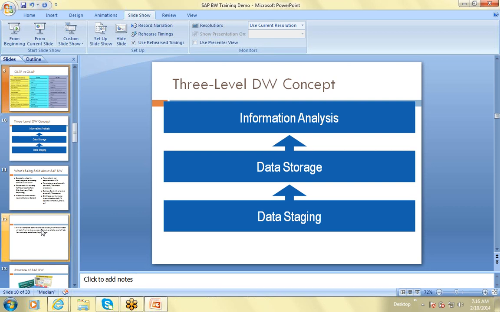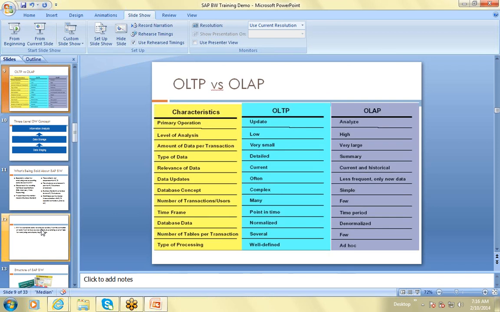Another question, Vinay. Out of all those items for OLTP and OLAP, there were three most obvious ones. The first one was OLTP stores, and OLAP is for reading and also analysis. The second one is OLTP is for current data, but OLAP has current plus historical. The third one is the database data: OLTP stores the data in a normalized fashion, and OLAP in a denormalized fashion.